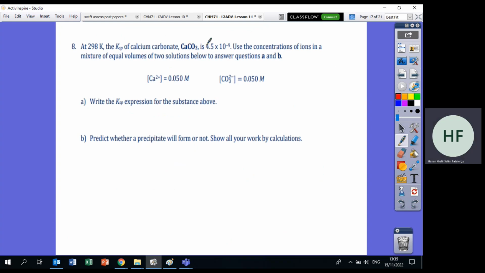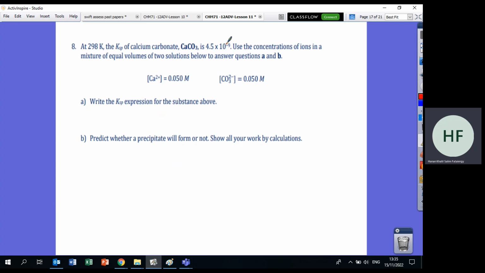The KSP of calcium carbonate is 4.5 times 10 to the minus 9 and we have the concentrations. Question 1, write the KSP expression. Notice when we say expression, it means in letters. First of all, like we did before, CaCO3 dissociates. What does it give? Ca plus CO3. Now the KSP will be products over reactants. The products are Ca times CO3, over the reactant is 1 over nothing.